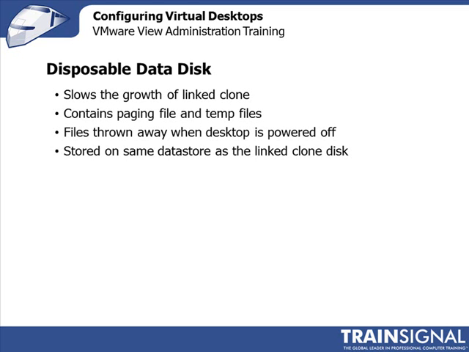The disposable disk, on the other hand, can be used to slow the growth of the linked clone, because many of the changes that go into the delta disk of a linked clone are files that can easily be thrown away after the user is done with the desktop. These include the paging file and temporary files that the OS would create. When the VM is powered off, these files can easily be thrown away and a new disposable disk created in its place. No matter where you store the persistent or replica disks, the disposable data disk is always stored on the same data store as the OS system disk.